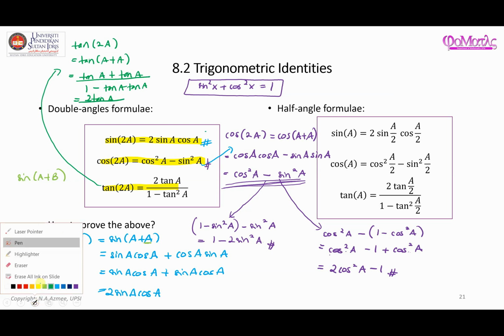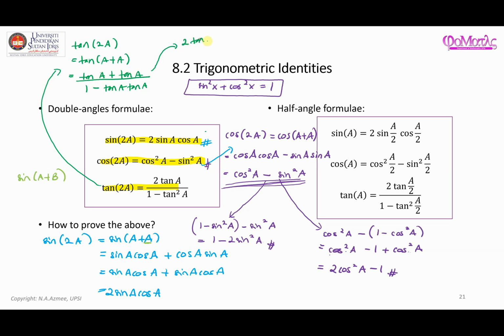Now I need to erase this. This looks a bit too tight at this place. So okay, next we can simplify that. Tangent A plus tangent A will be 2 tangent A over 1 minus this one will become 1 minus tangent squared A, which is given by this one here.